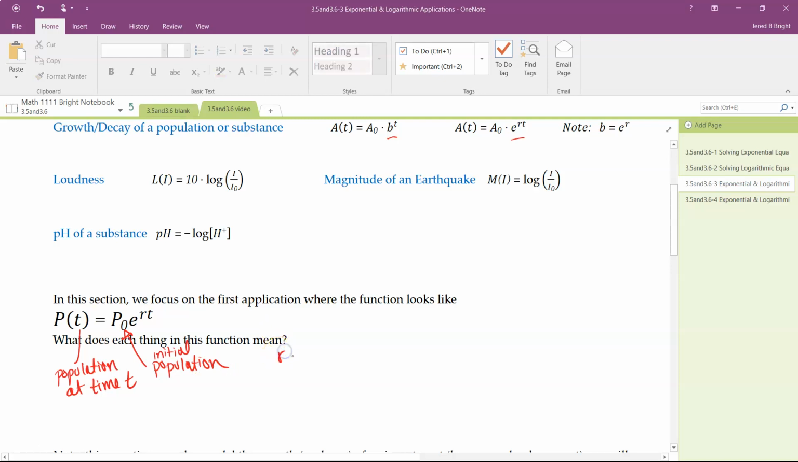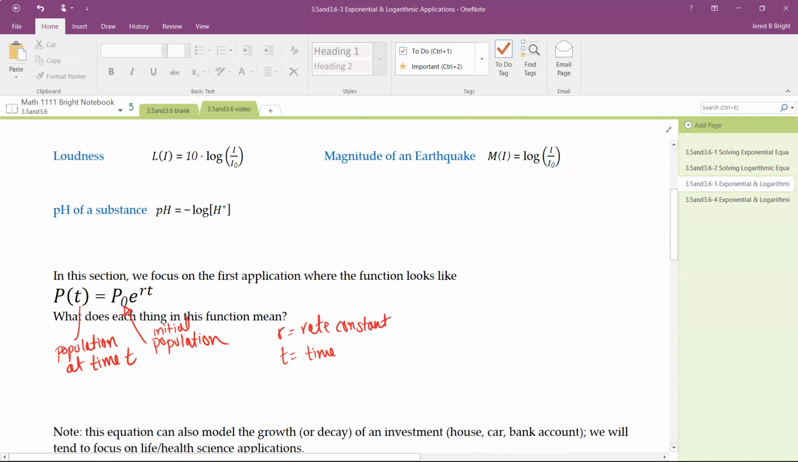Now, r technically has a weird definition. You need a little bit of calculus to really understand what it is. But what we're going to think of it as is the rate constant. So it could be growth or decay, but it's saying it grows by 5% each year or something like that. And then t is, of course, going to be time in years, or months, or seconds, or minutes. Some time unit.